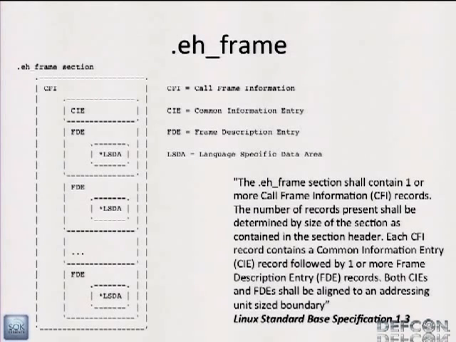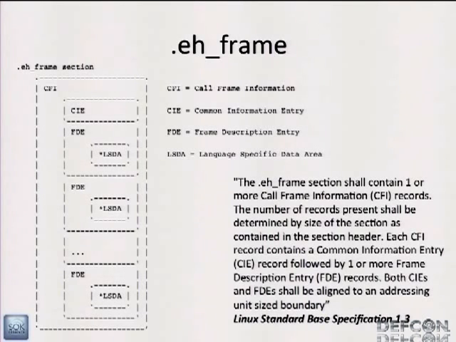So here's a view of the eh_frame section as it actually is, not as our giant imaginary table. There's a call frame information section for the whole binary, and that contains an entry for every function. With optimization and so on, you may end up with two FDEs, frame description entries, for the same function. But in general, you have one entry per function, and that specifies all the DWARF bytecode instructions necessary to compute the table I talked about earlier.